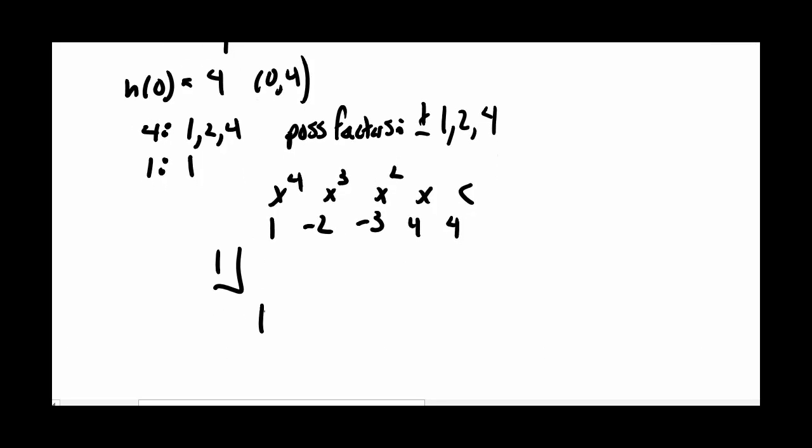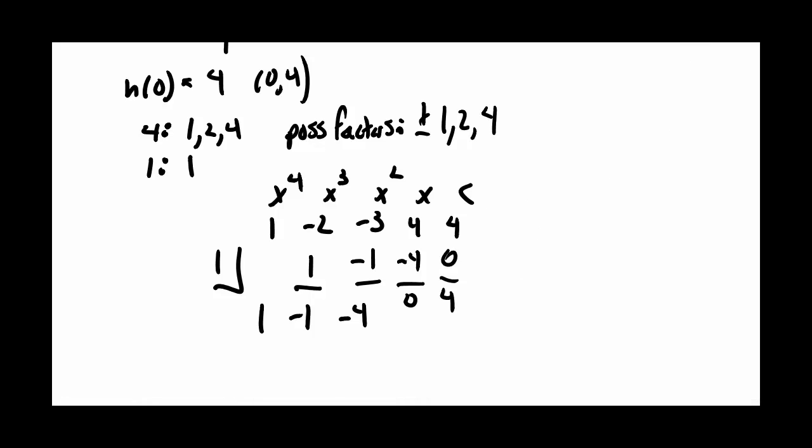So drop the 1, multiply, add, multiply, add, sorry, -4. Let's see, multiply, and I get a 0 there, but I get a remainder of 4. So that didn't work. So I know 1 doesn't work, so I have to try something else.